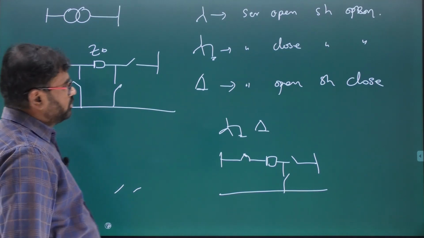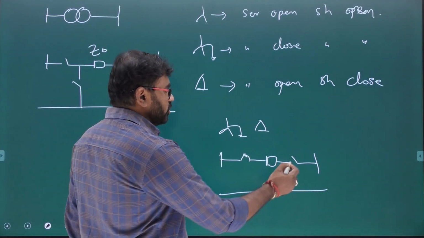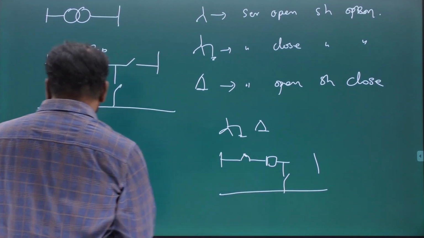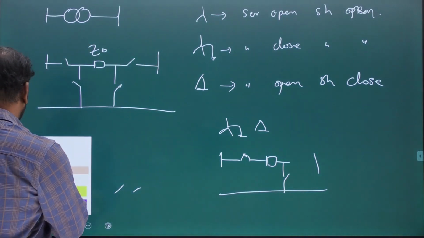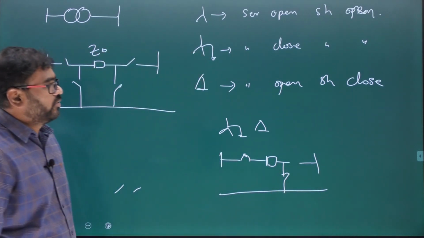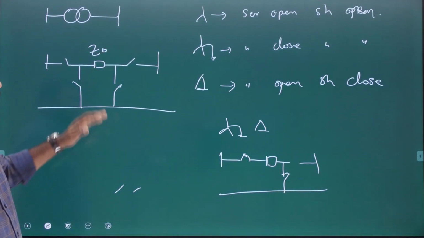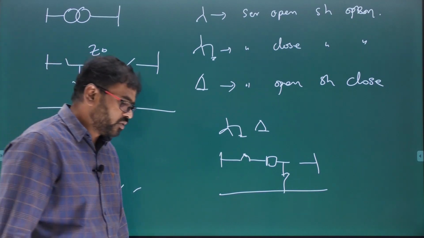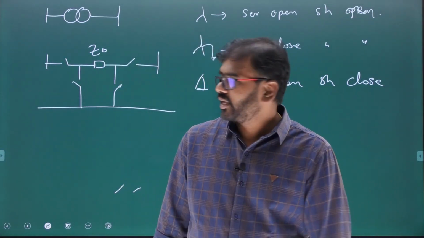Secondary is what? Delta. Series switch is what now? Open. But shunt switch is what now? Close. So how to draw that? Let's see. Shunt switch is closed, but series switch is open. Okay, that's how we can draw the zero sequence equivalent circuits of different equipments.